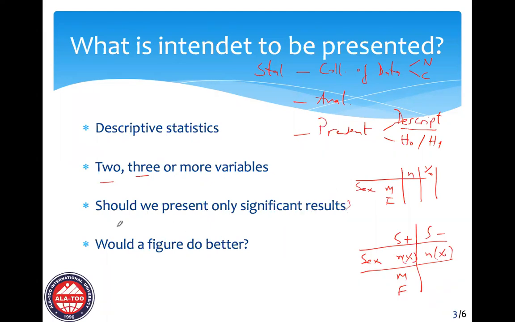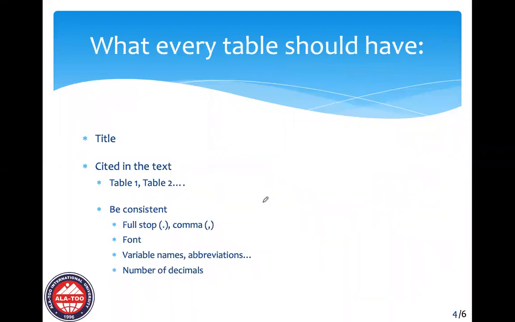Sometimes they present only significant results, but this is a bias, of course. In any scientific study, you may have significant or non-significant results. Both can be presented as tables. All this I mentioned in the first slide. You should have a title. You should cite your table in the text, by the way. While you're writing the text, you should mention Table 1 presents this, Table 2 presents that.